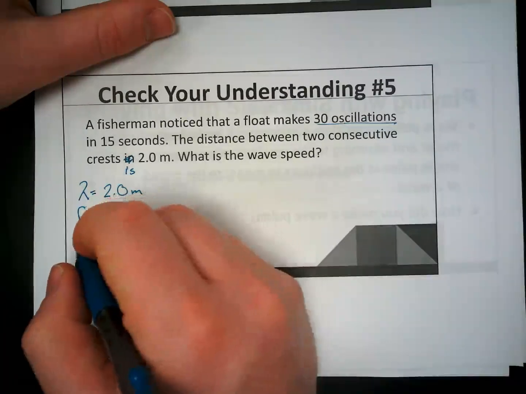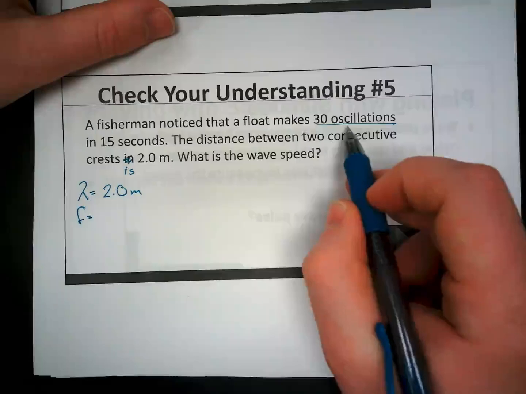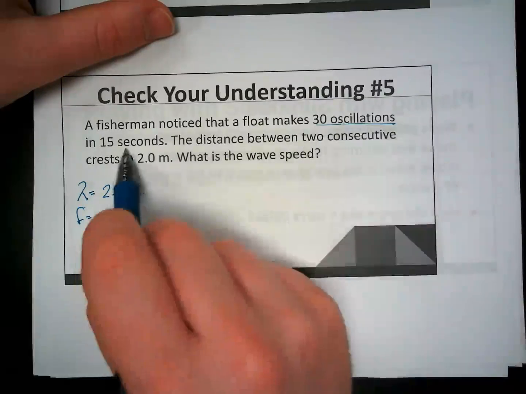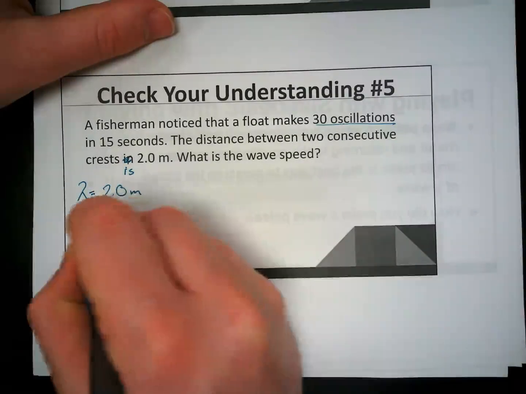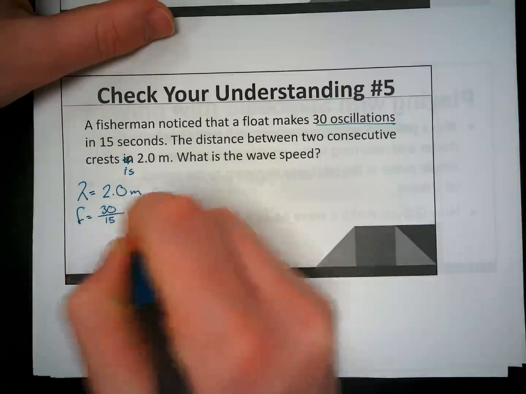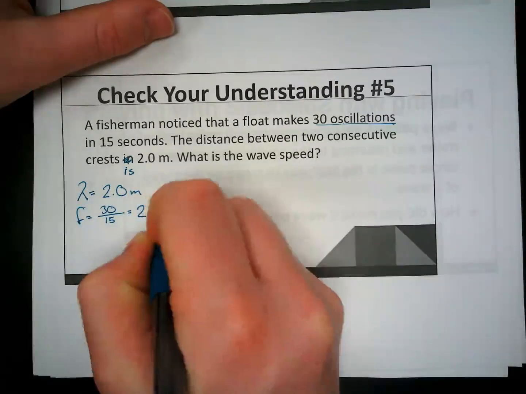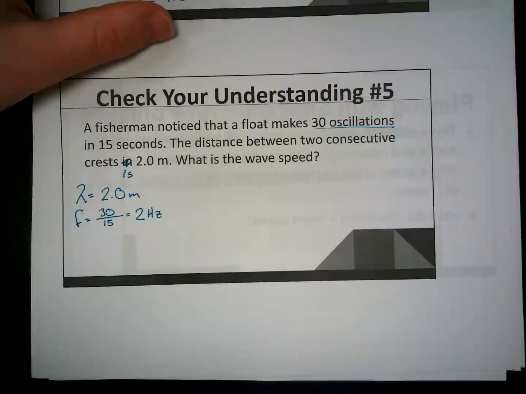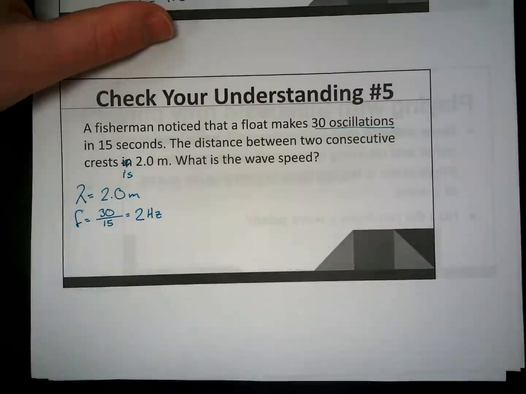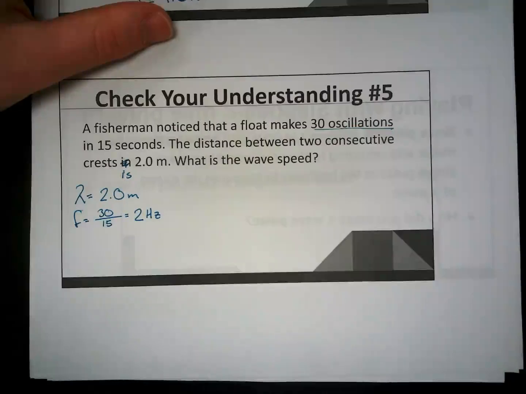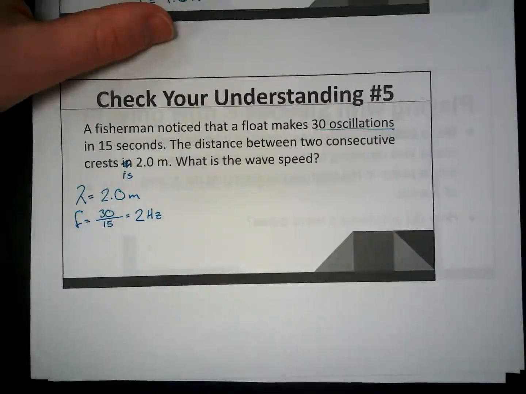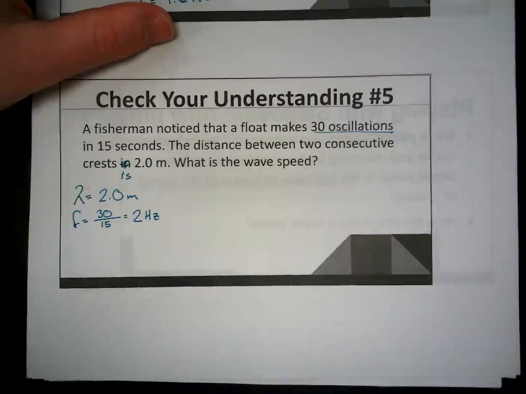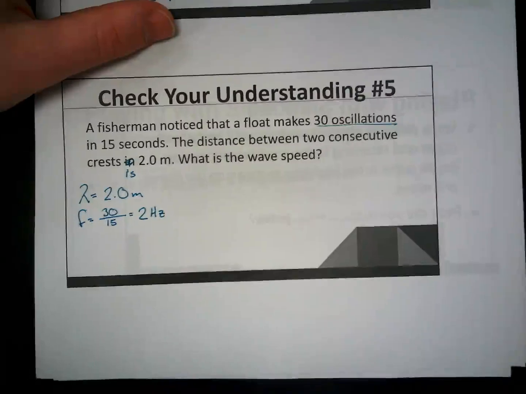That sounds like its frequency, which it would be. So it's 30 things that are happening in 15 seconds. So there were 30 oscillations in 15 seconds, which really is just going to give us a frequency of 2 hertz. That's what it is. 30 divided by 15 will be 2 over 1. There's 2 oscillations every 1 second. Okay, so our frequency is 2 hertz.